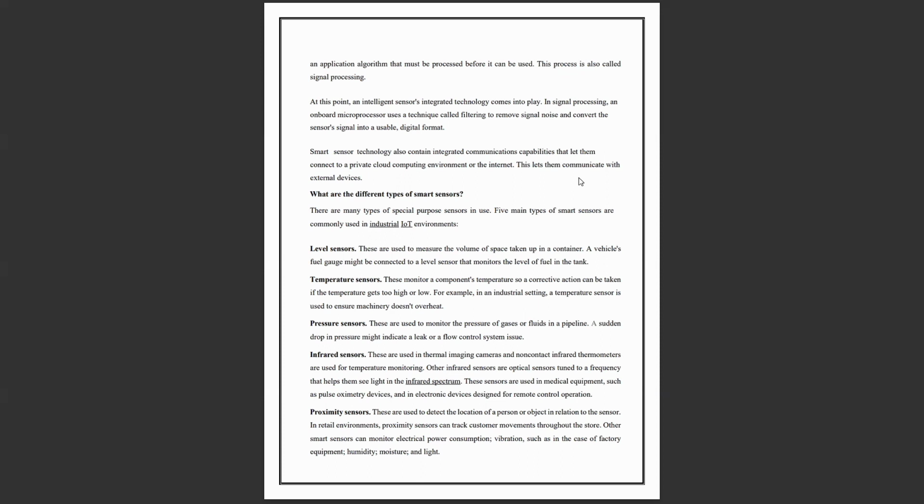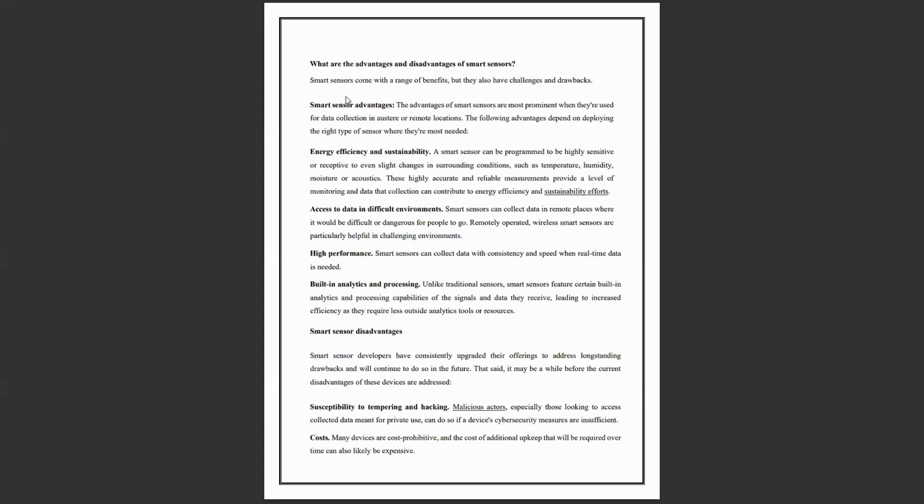Let's talk about the level sensors. These are used to measure the volume of space taken up in a container. That means that a vehicle fuel gauge might be connected to a level sensor that monitors the level of fuel in the tank. Now let's talk about the temperature sensor. As its name tells, it detects the temperature, so a corrective action can be taken if the temperature gets too high or too low. For example, in an industrial setting, a temperature sensor is used to ensure machinery does not overheat.